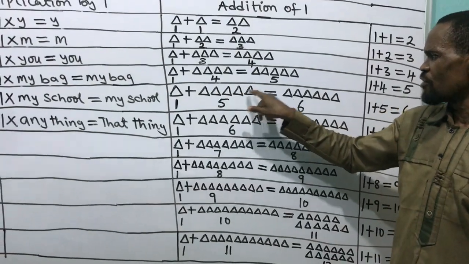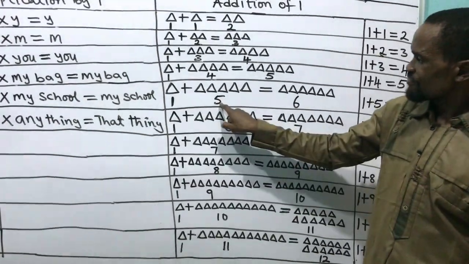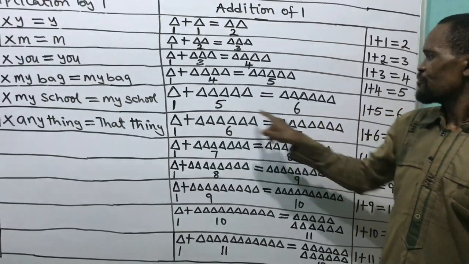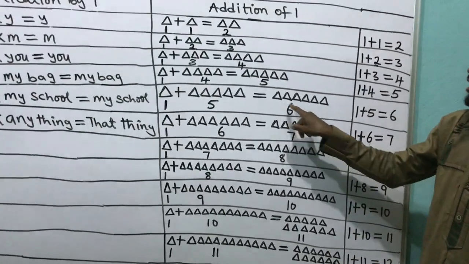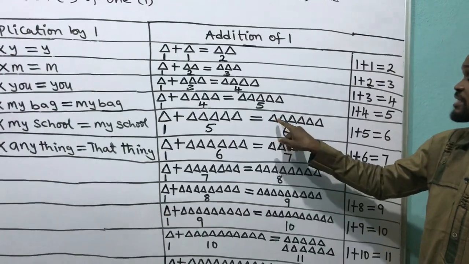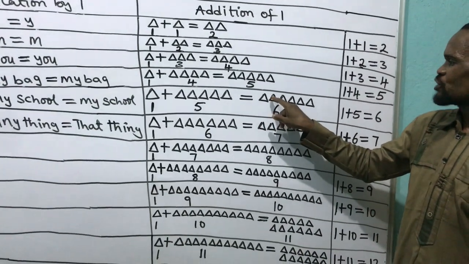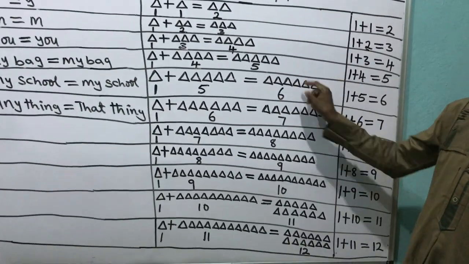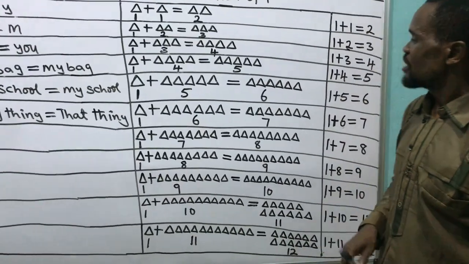1, 2, 3, 4, 5. That's 5 triangles. 1 plus 5 will give me 6. Can we count it? 1, 2, 3, 4, 5, 6. That's 6 triangles. Are you going to say that?